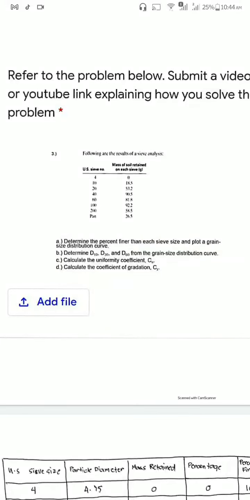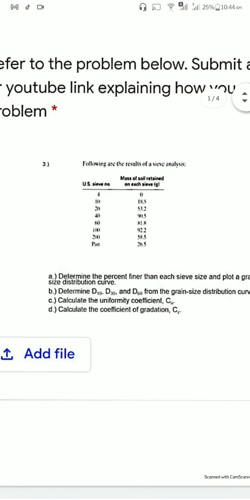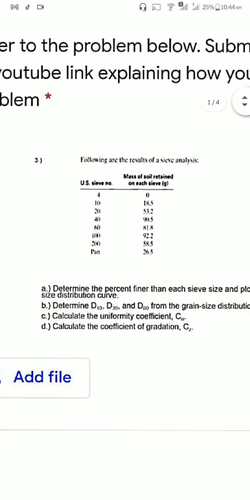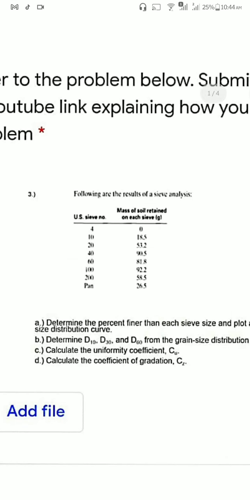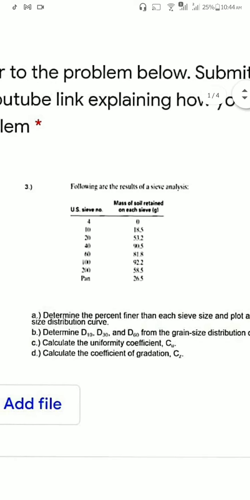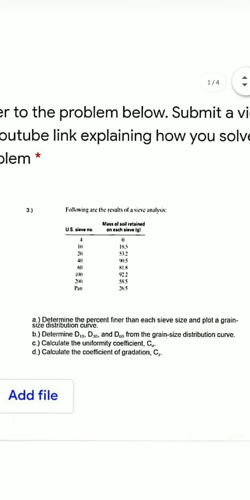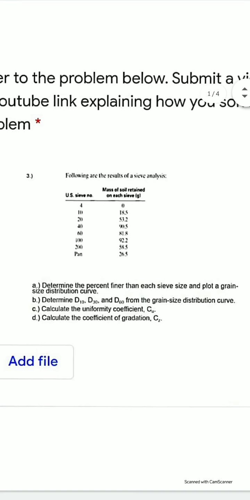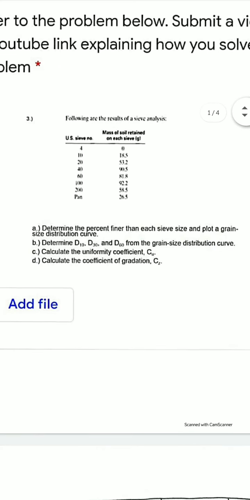So now, the problem number 3 from the result of the sieve size analysis. We are tasked to determine the percent finer than each sieve size and plot a grain size distribution curve. Next is to determine the D at 10, D at 30, and D at 60 from the grain size distribution curve. And next is to calculate the uniformity coefficient and calculate the coefficient of gradation.